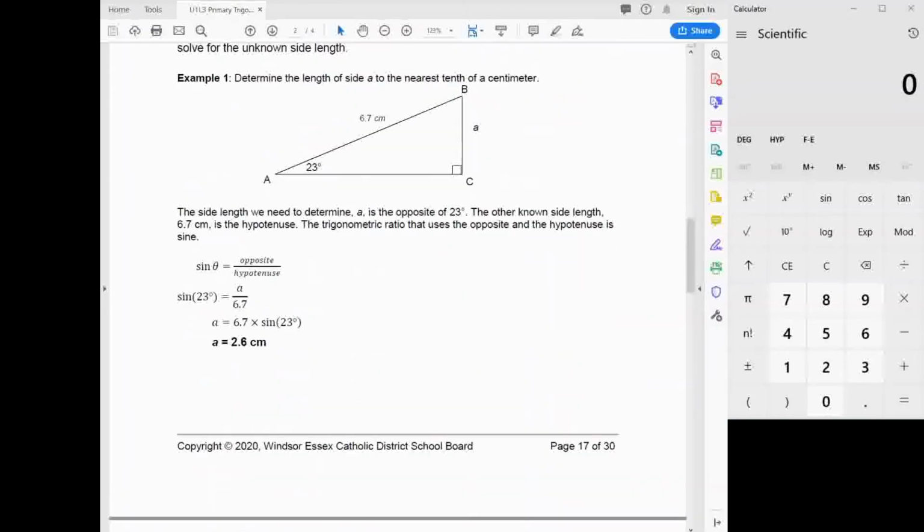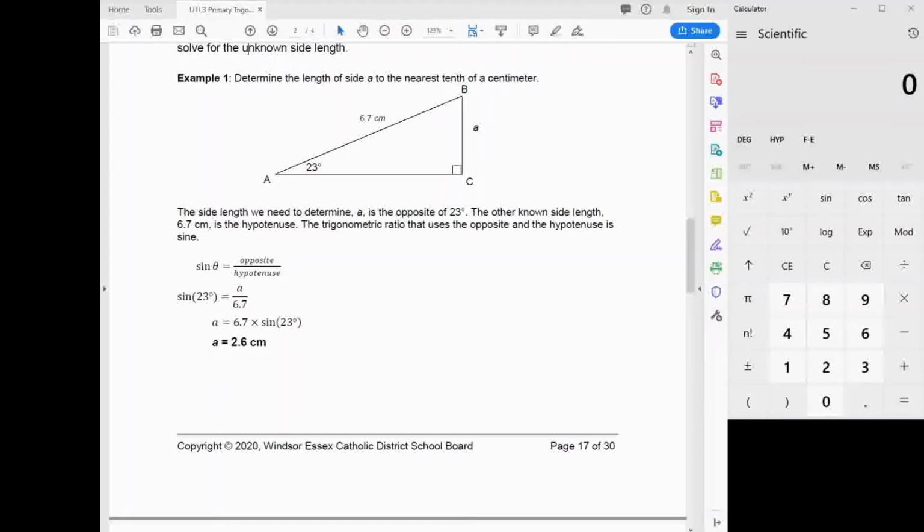So let's look at this first example. It says determine the length of side A to the nearest tenth of a centimeter. I have the angle A listed as 23 degrees. I have my hypotenuse, which is 6.7 centimeters. My unknown side length is A, lowercase a. So let's look at what we know from this triangle. We know the angle. The A is our opposite, and the 6.7 is our hypotenuse.